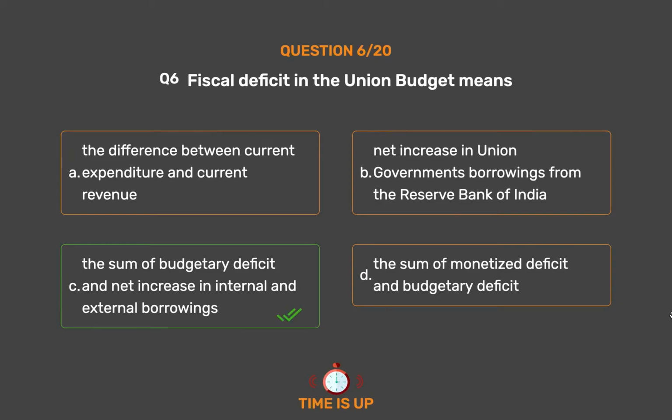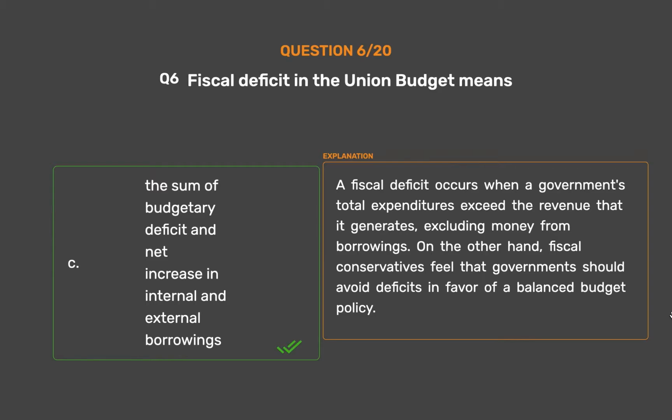The sum of budgetary deficit and net increase in internal and external borrowings. A fiscal deficit occurs when a government's total expenditures exceed the revenue that it generates, excluding money from borrowings. On the other hand, fiscal conservatives feel that governments should avoid deficits in favor of a balanced budget policy.